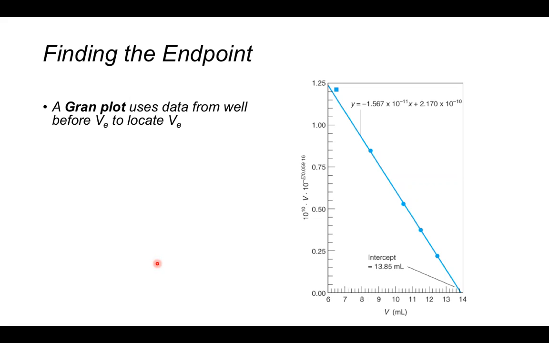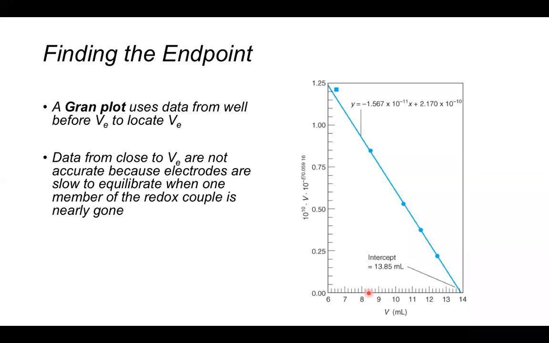And so we do that by measuring the potential at various points before the equivalence point and using that, extrapolating or interpolating to the data that we want to obtain. So data from close to the equivalence volume are not accurate because electrodes are slow to equilibrate when one member of the redox couple is nearly gone. Because it's kind of due to the activity.